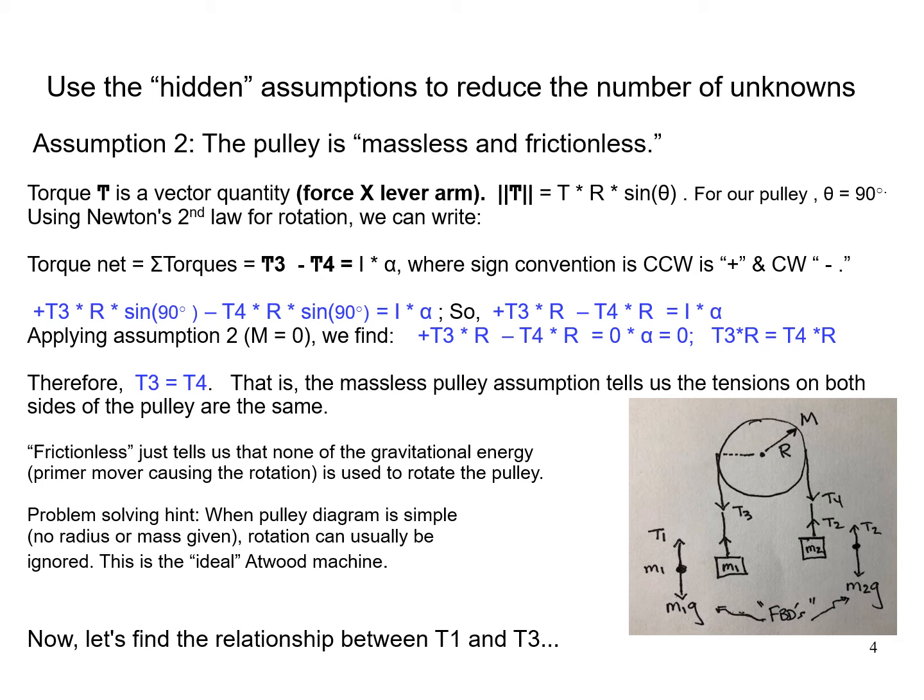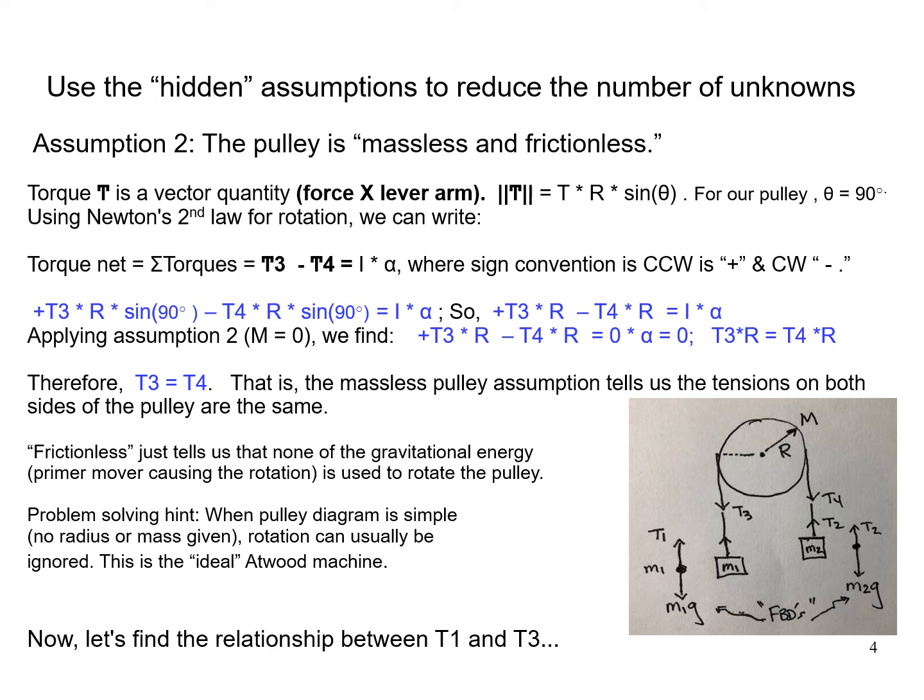Now, a torque is defined by the vector cross product of a force applied to the object with its lever arm. The lever arm is simply the distance between where the force is applied and the axis of rotation. For a pulley, the force creating the torque is the tension on the pulley. In our problem, this is T3 and T4. Further, in our problem, the lever arm is equal to the pulley's radius.